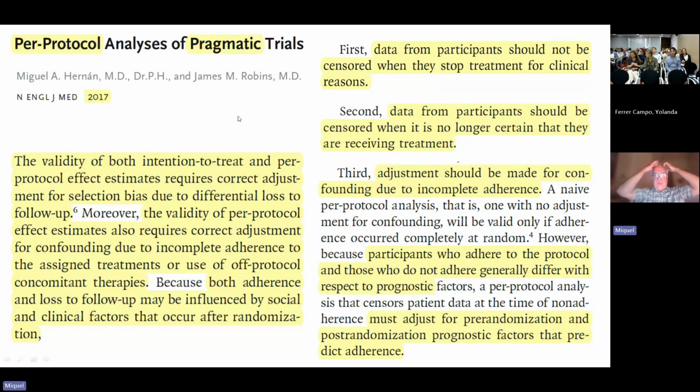Now, for instance, here you have a paper in the New England, which I think is fantastic because it explains very clearly very complex issues that involve not just the per protocol strategy of analysis of pragmatic trials, but more than that, as you will see immediately. And you know, the recommendations deserve time to think, the time to think that I was proposing in the first slide. For instance, the idea, the indication that data from participants should not be censored when they stop treatment for clinical reasons, and so on.